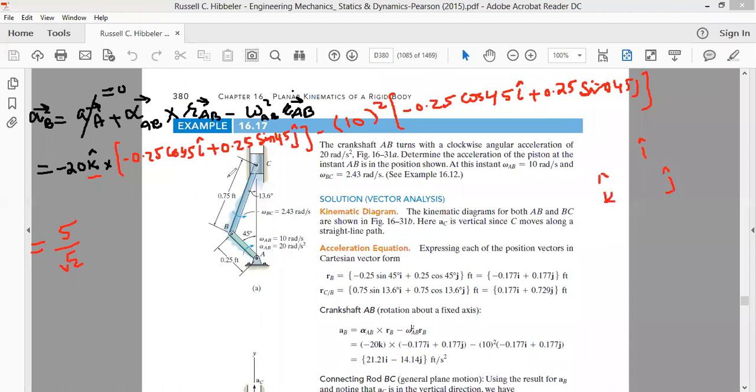Now we have k cross i. As far as k cross i is concerned, k cross i is equal to j. So minus is plus, k cross i is equal to j cap. So it is 5 by under root 2 j cap.